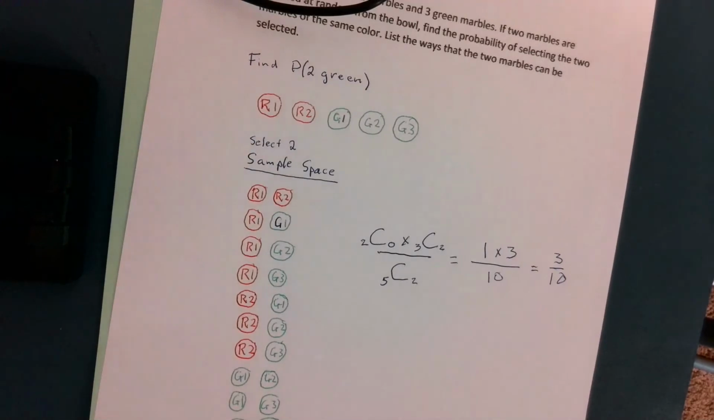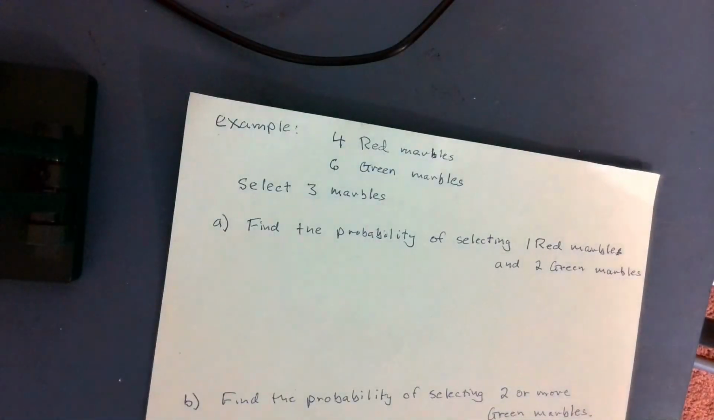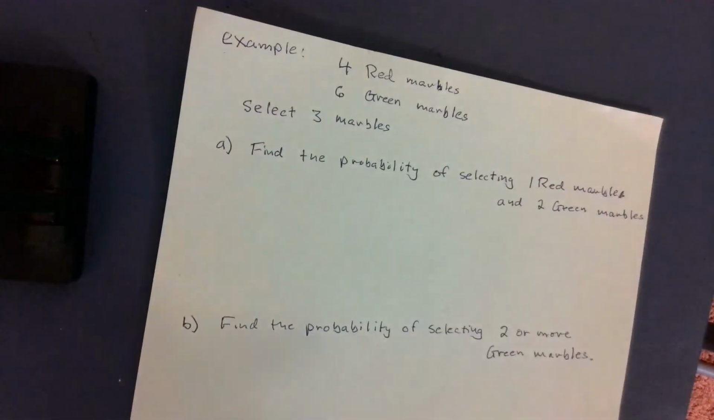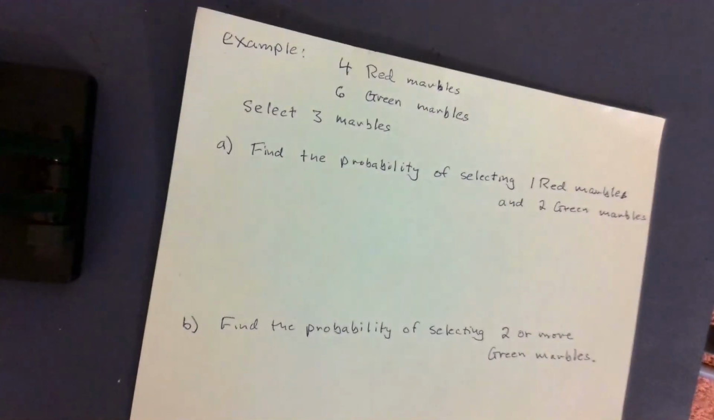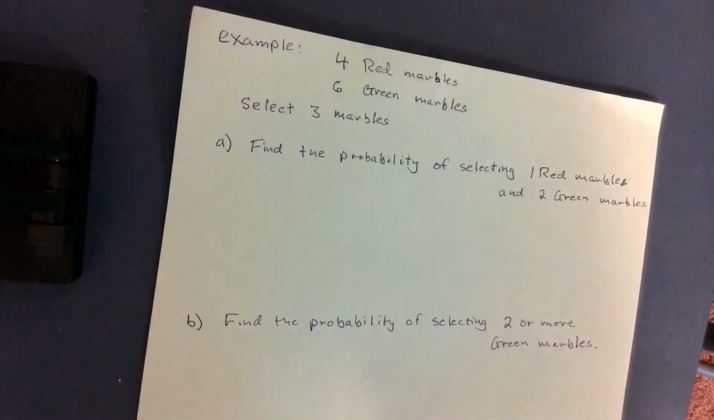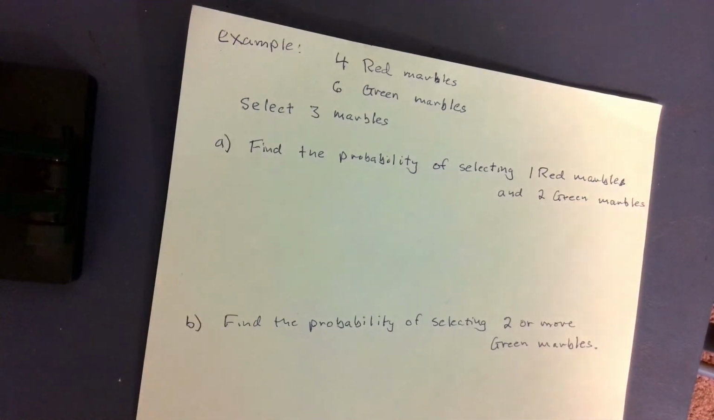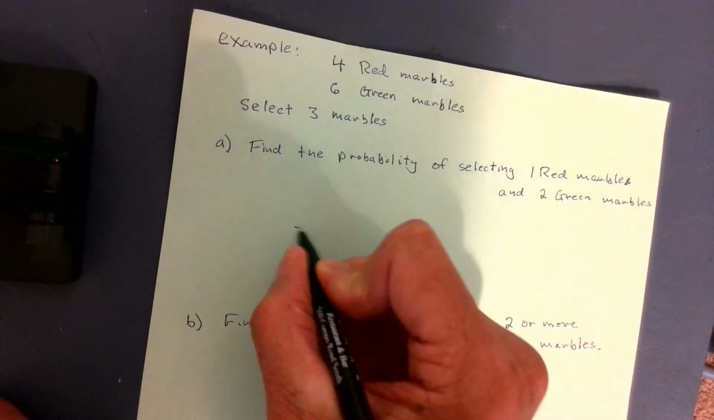Okay, so we just solved this elementary problem from chapter 4, but we used the hypergeometric distribution for this one. So now let's do a more typical problem that you would get in the chapter 5.4 homework. So let's say we have 4 red marbles and 6 green marbles, and we're going to select 3 marbles. So now we're going to use the hypergeometric probability for examples A and B. So A says we want to find the probability we select 1 red marble and 2 green marbles. Okay, so let's make our 3 C's.